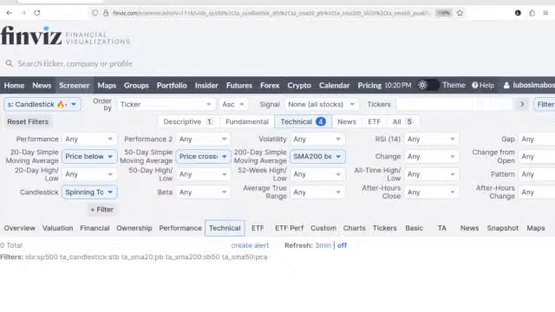Found nothing on the spinning top black. Spinning top white. Haven't found anything on the spinning top white. The inverted hammer. Haven't found anything on the inverted hammer. Let's try the hammer.